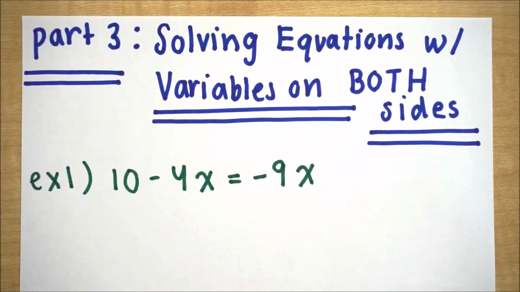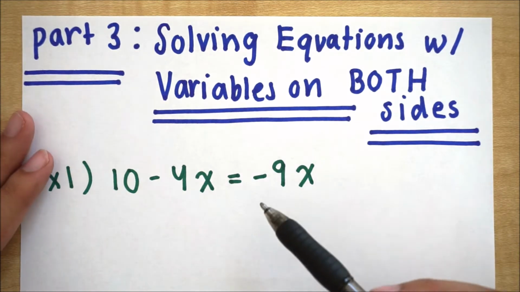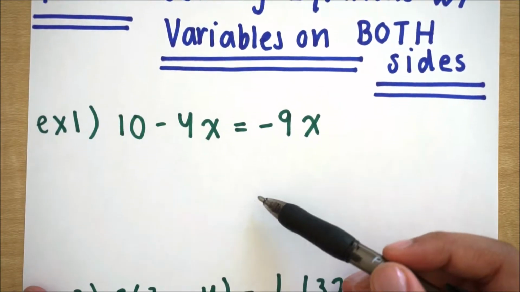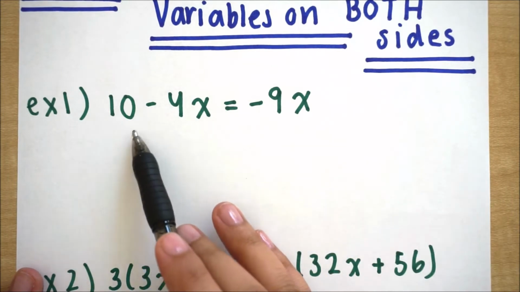Today we're going to be going over how to solve equations with variables on both sides of the equal sign. These examples are a little bit more challenging than my first two parts, so go ahead and reference them if you need to. So let's get started with today's video. Let's go over example 1.